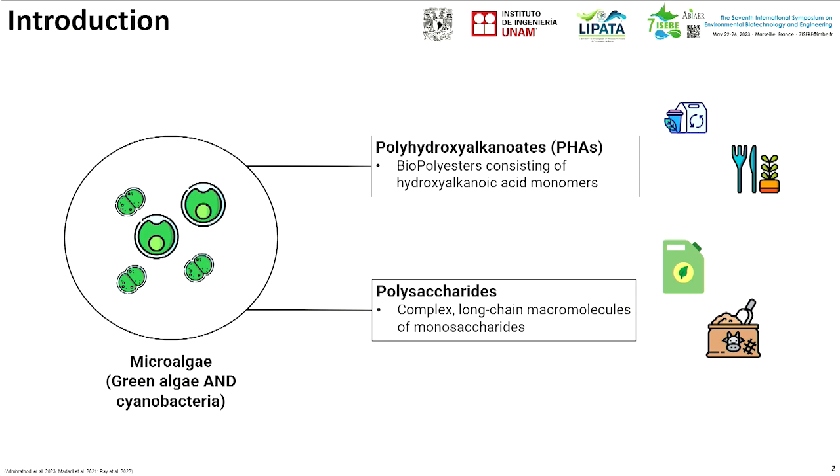In short, polyhydroxyalkanoates or PHAs are biodegradable polyesters that consist of hydroxyalkanoic acid monomers that are accumulated intracellularly and can be used to produce plastic-based products such as packaging products or disposable cutlery.